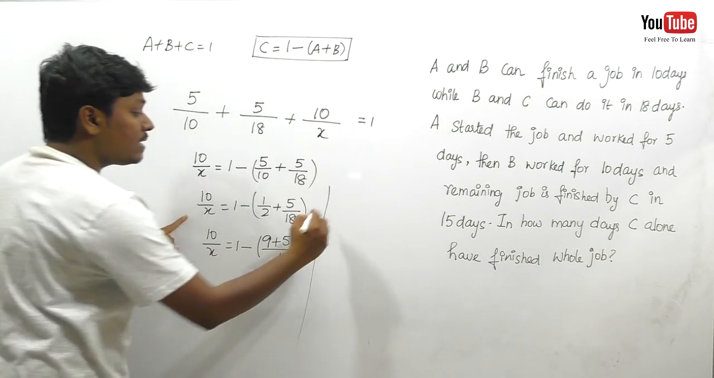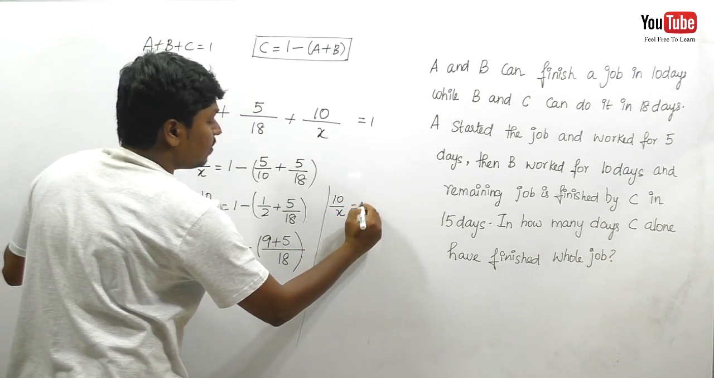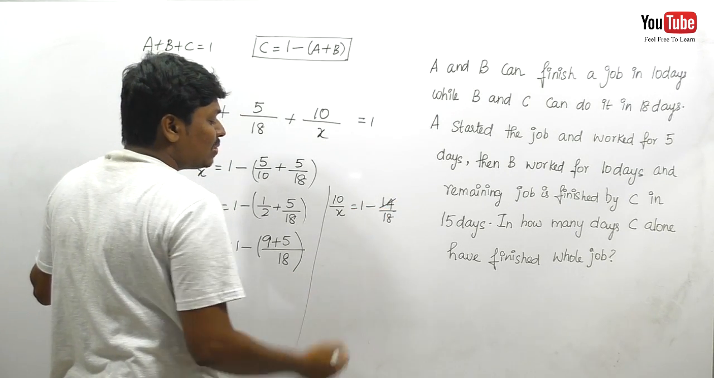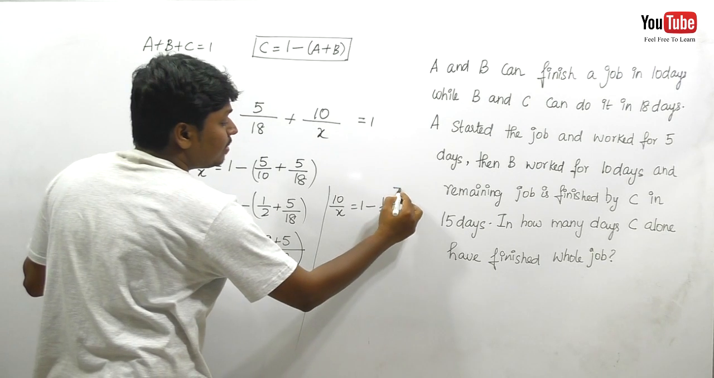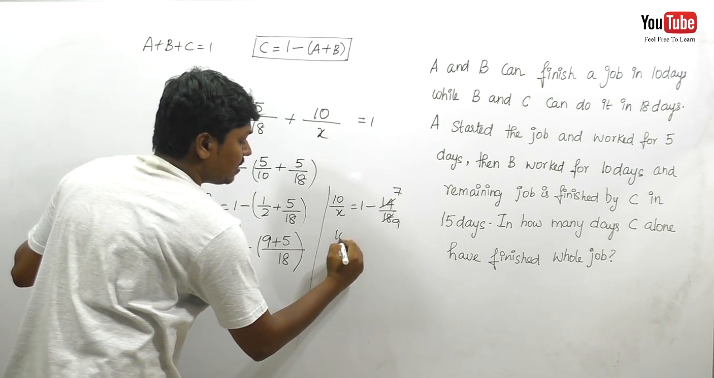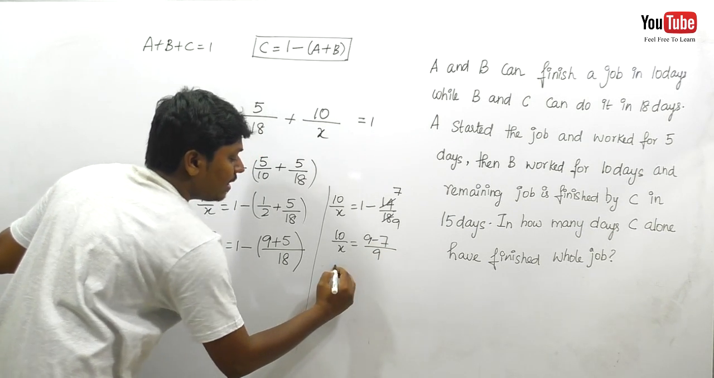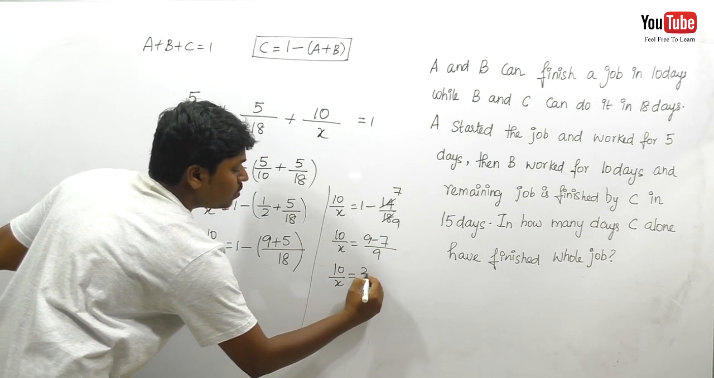So 10 divided by X is equal to 1 minus 14 divided by 18. Let me try to cancel it on the 2 table, friends. If I cancel this on the 2 table, 7 divided by 9. So 10 divided by X is equal to 1 minus 7 divided by 9. So 10 by X is 2 divided by 9.